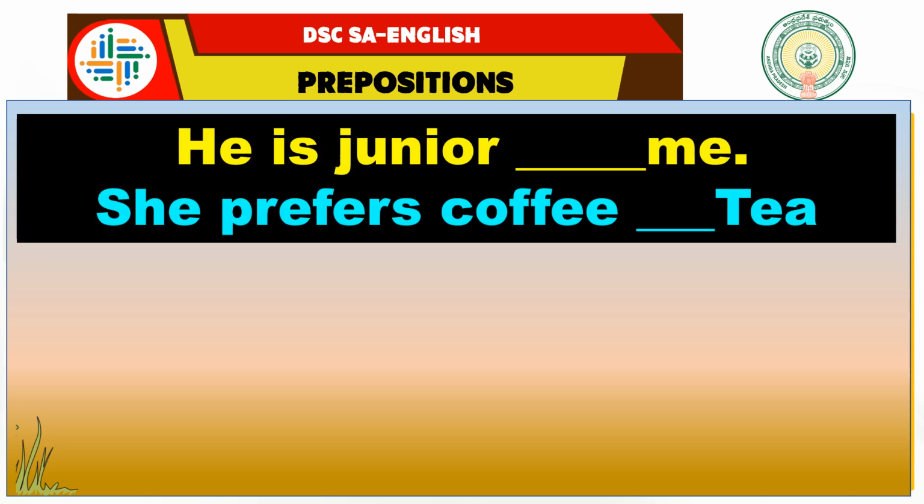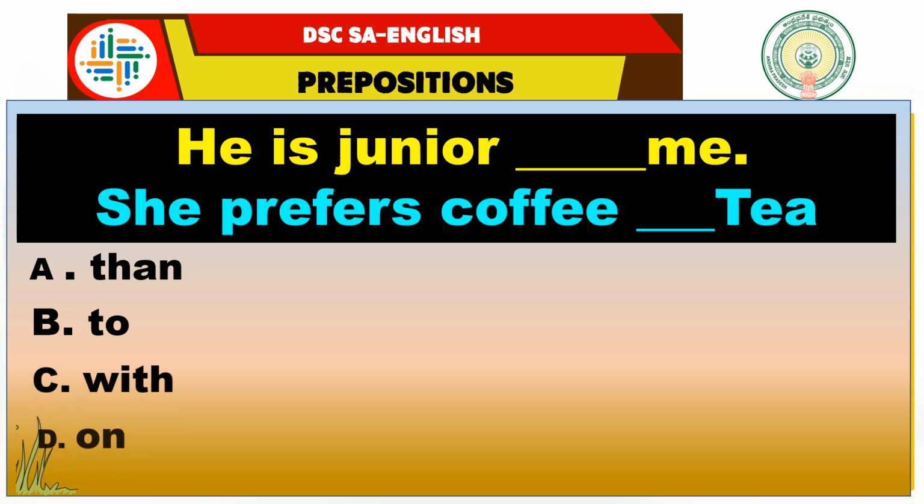And here we have interesting examples. When you think of Latin comparatives, we use a preposition. Which preposition do we use? Just think: junior, senior, like that. So it is, he is junior, not than me, it is to me. Okay. So this is the right option, is to me.